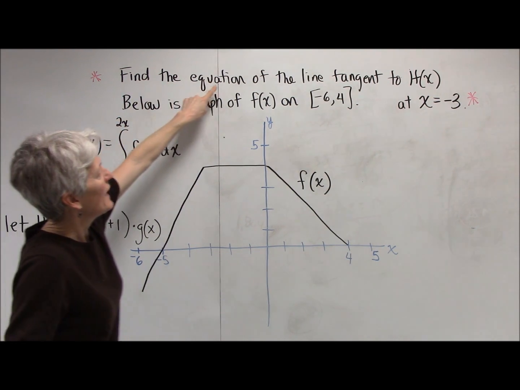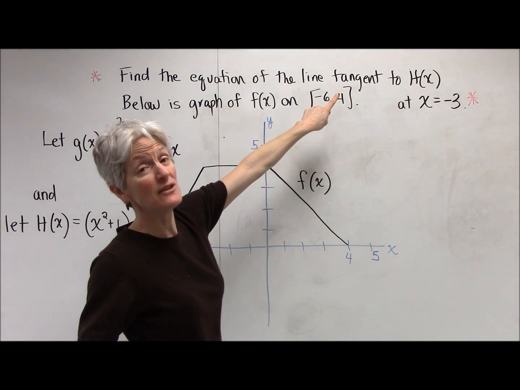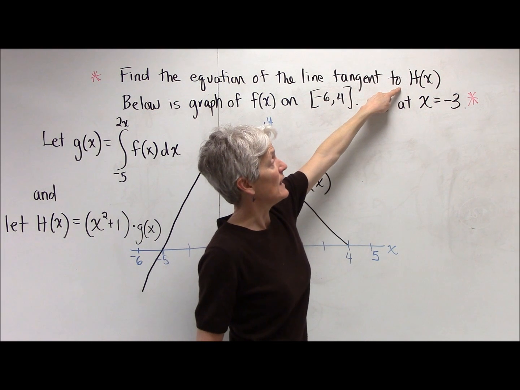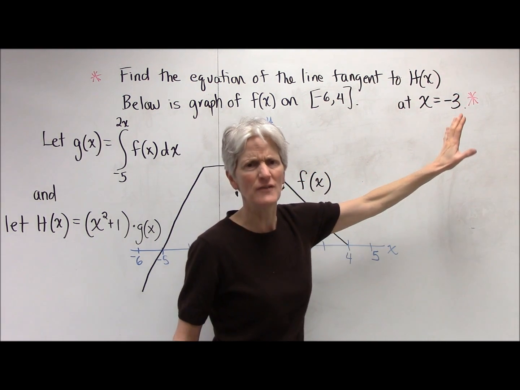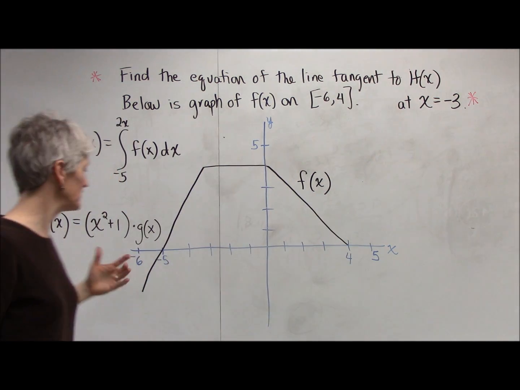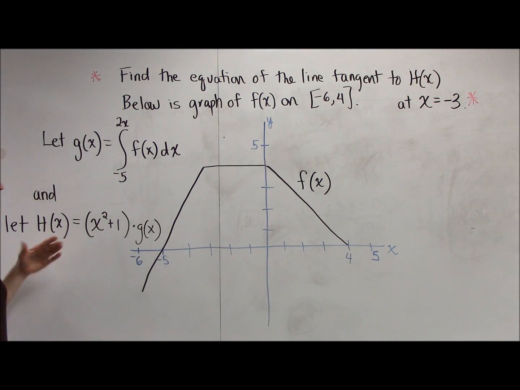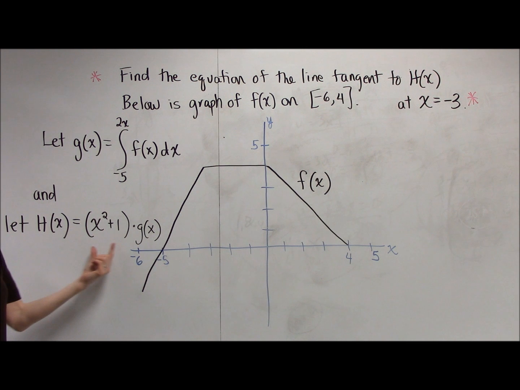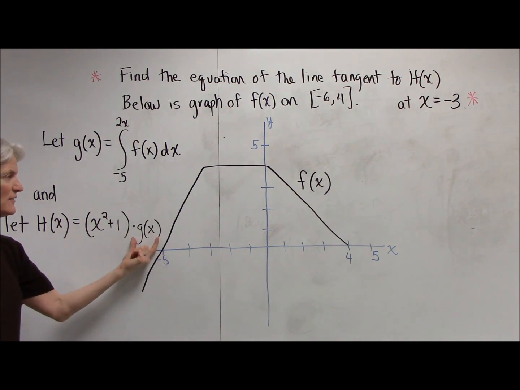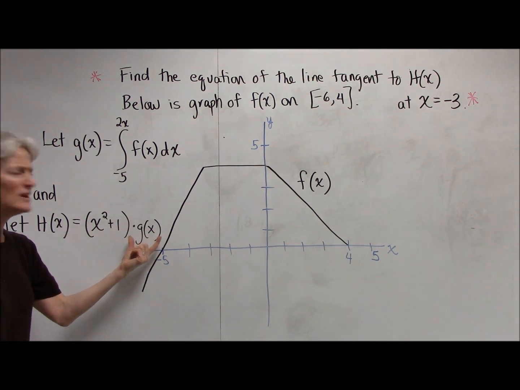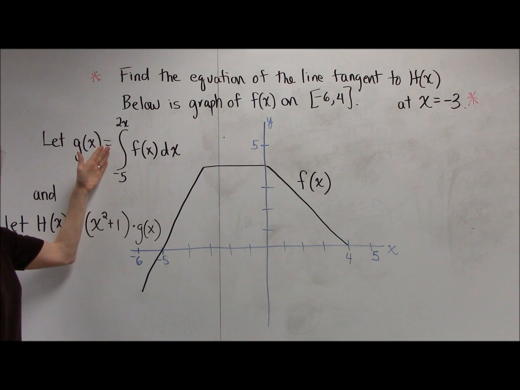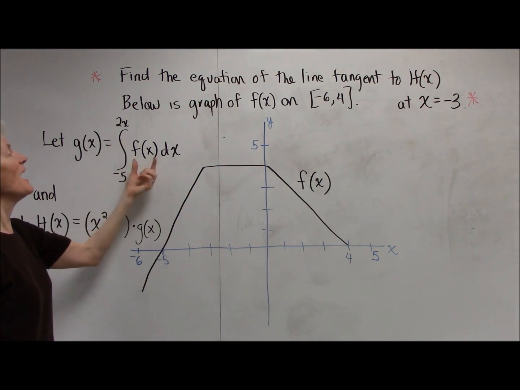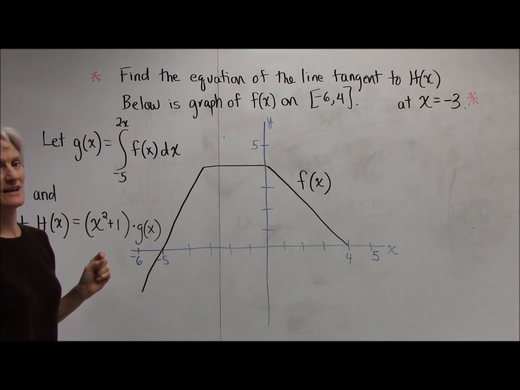All right, this is my mission. Find the equation of the line that's tangent to h of x at x equals -3. Let's see what h of x is defined as. H of x is the quantity x squared plus 1 times g of x. Well, what the heck is g of x? G of x is the integral from -5 to 2x of f of x with respect to x.